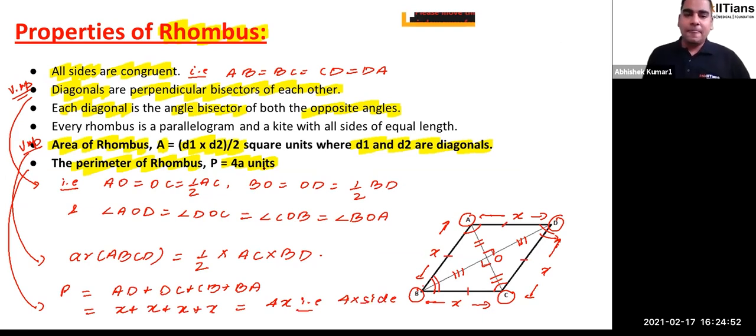So just keep this one point in mind, that whenever you are talking about perimeter, that simply means we are talking about the sum of the lengths of all the four sides which are forming the quadrilateral. Understood?